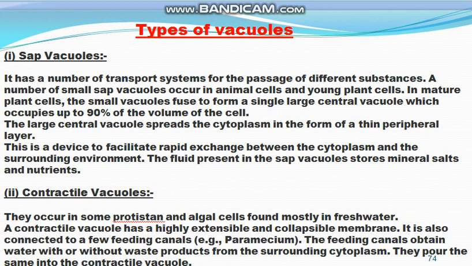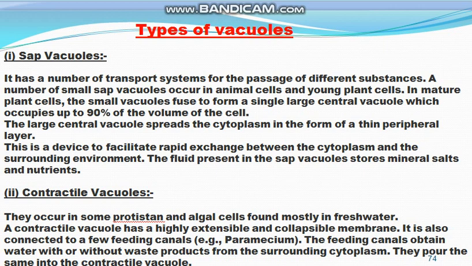The next type of vacuole is the contractile vacuole. These contractile vacuoles occur in protist and algal cells found mostly in fresh water. A contractile vacuole has a highly extensible and collapsible membrane. It is also connected to a few feeding canals. For example, in Paramecia, the feeding canals obtain water with or without waste products from the surrounding cytoplasm, and they pour their contents into the contractile vacuole.